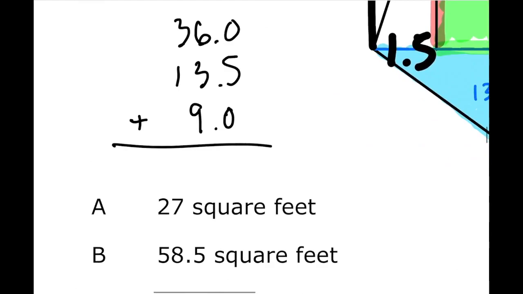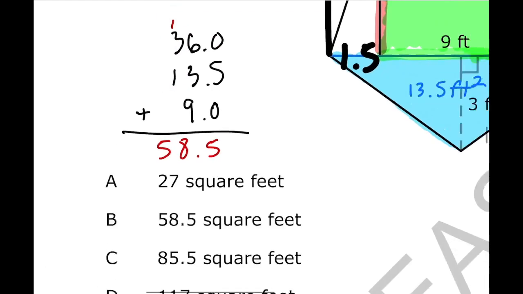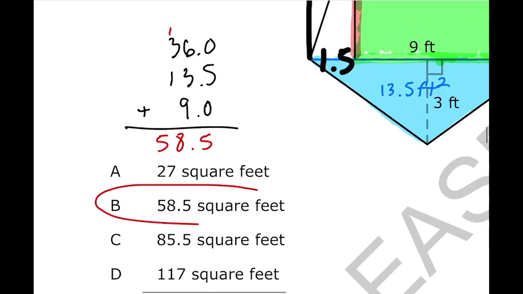0 plus 5 plus 0 gives me 5. Bring your decimal straight down. 6 and 3 make 9. 9 plus 9 makes 18. Carry the 1. 1 plus 3 plus 1 equals 5. And let's look for 55 and 5/10. And that is answer choice B.